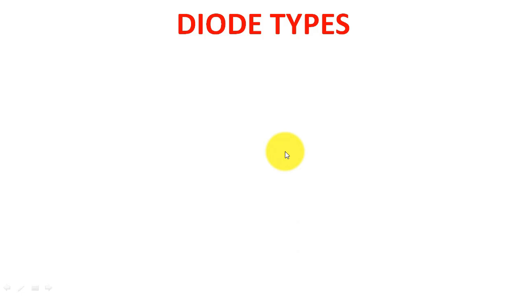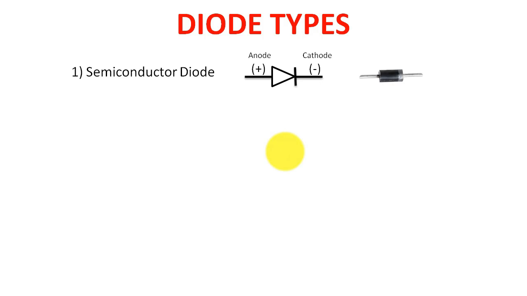Now we'll see how many types of diode there are. The first diode is the semiconductor diode. It is very important, and it is the normal diode. As I discussed, the anode is the positive point and the cathode is the negative point. This is the symbol, and this is what an actual normal diode looks like. There is also the SMD type, but this is not SMD, this is normal. This is the semiconductor diode.